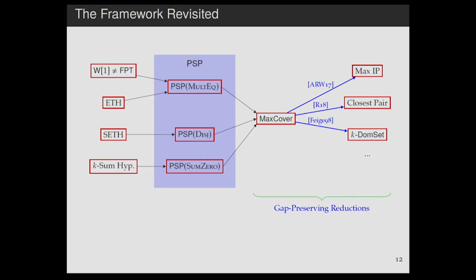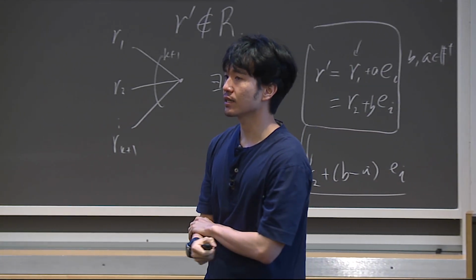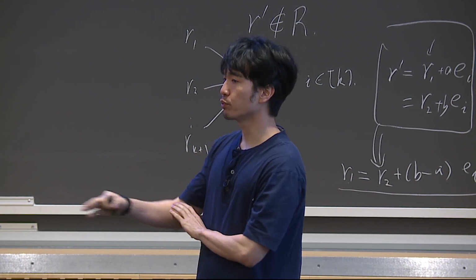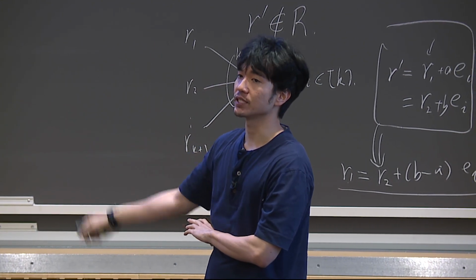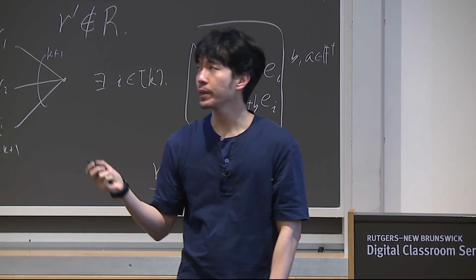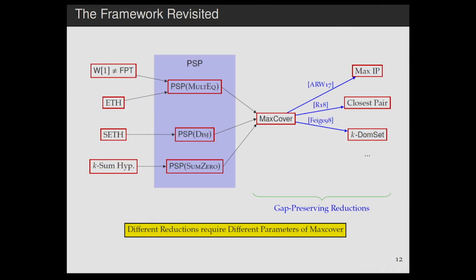Okay. Now, before we show the hardness of max cover, let's first see how to use max cover to prove the hardness of the problems that we want in the first place. And to do this, the easiest one to start with will be the maximum inner product. And just before we go there, I just want to quickly mention that for each of these different reductions, we will use different parameter regimes of label cover. And that's why we can prove the hardness for different problems, both in the P world and the parameterized problems.